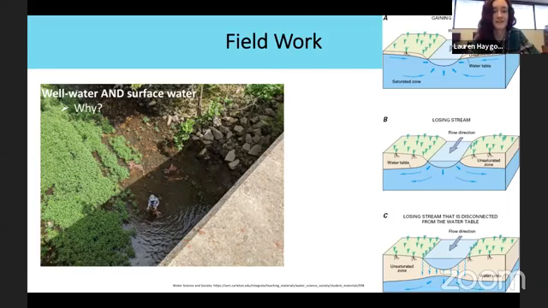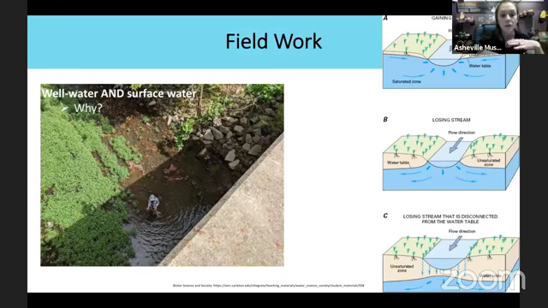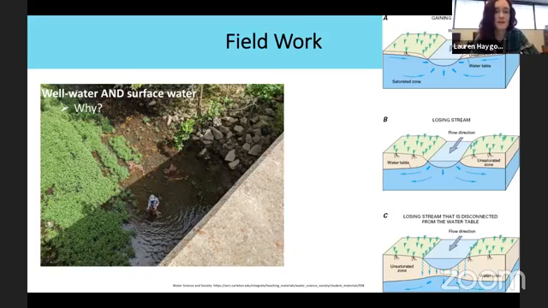Yes. Is that configuration between the surface water and the groundwater, is there an optimal balance of it? Or is it always bad to be losing water to the ground? It would be bad to be consistently losing water to the groundwater.